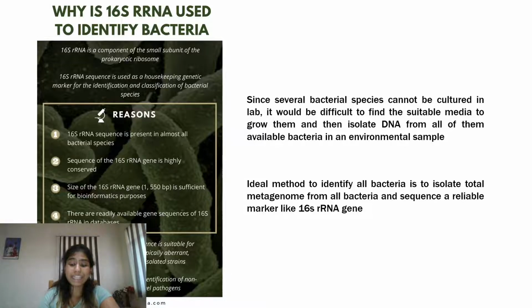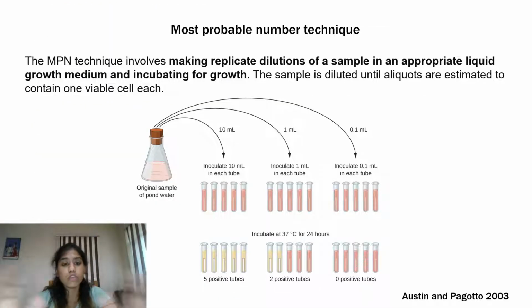that are present. But in any case, if we want to get an overall idea of the total number or the abundance of a particular bacteria, and also reduce them sequentially to go up to individual cell level, the most probable number technique is something that is often followed. It's called the MPN technique, and this is basically a serial dilution method. It involves making dilutions in replicates of a particular sample in a very specific, appropriate liquid growth medium and incubating them for growth.